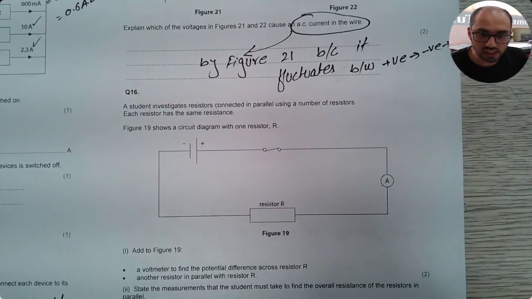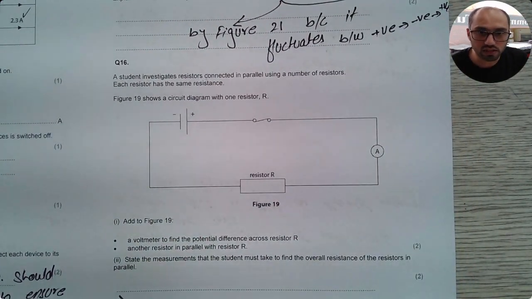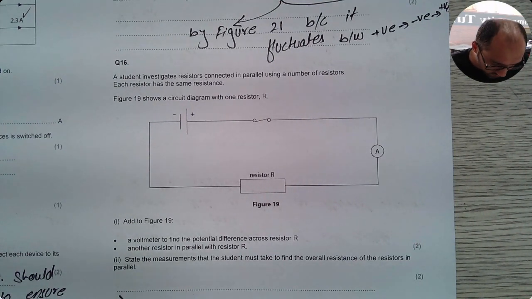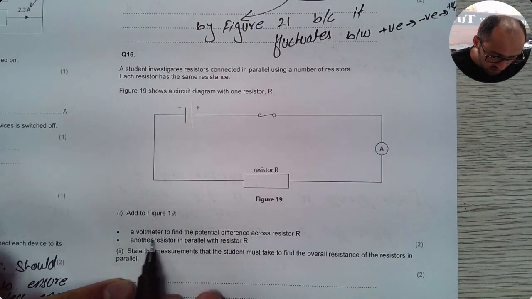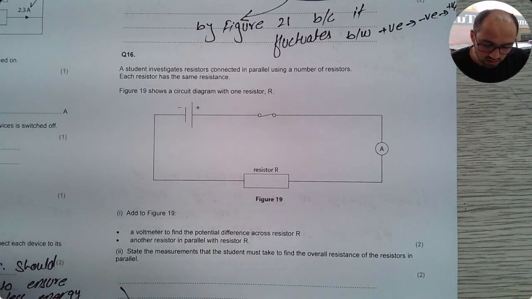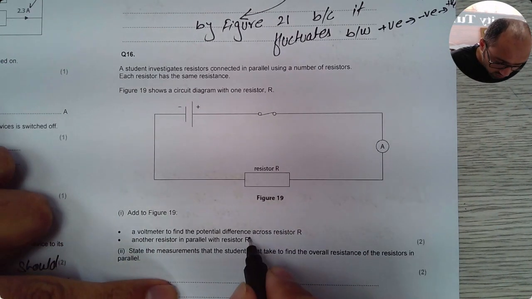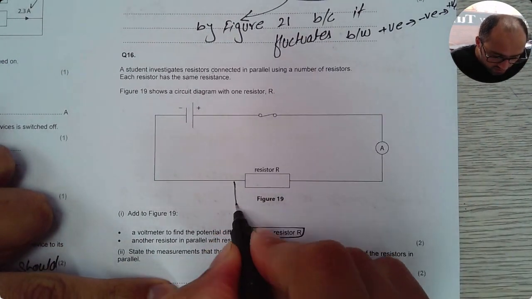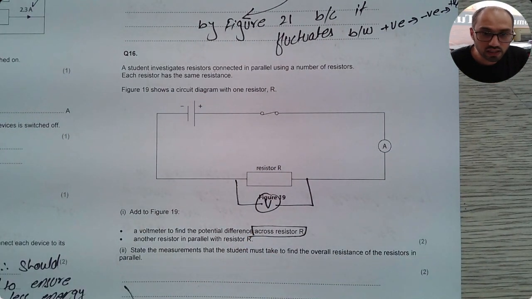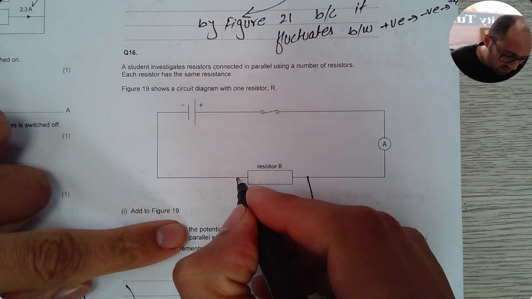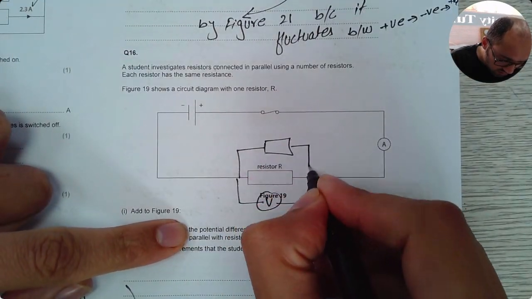Last question on this sheet. It says a student investigates resistors connected in parallel using a number of resistors. Each resistor has the same resistance. Figure 19 shows a circuit diagram with one resistor R. Add to figure 19 a voltmeter to find the potential difference across resistor R. So I told you it says across the resistor R. So voltmeter is always connected across the component. Another resistor in parallel with resistor R. Parallel means something that will be like that.